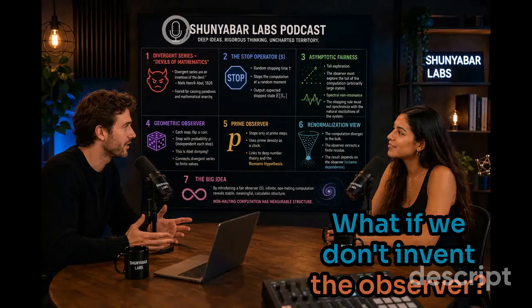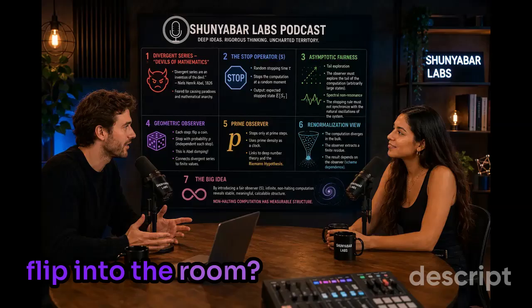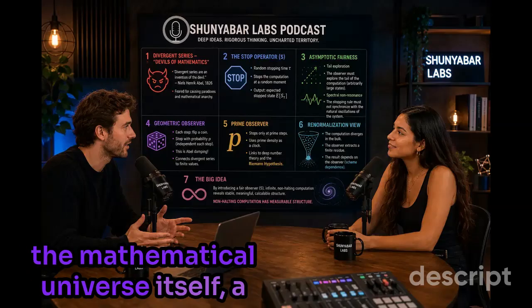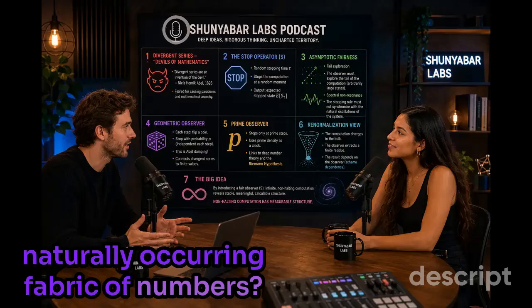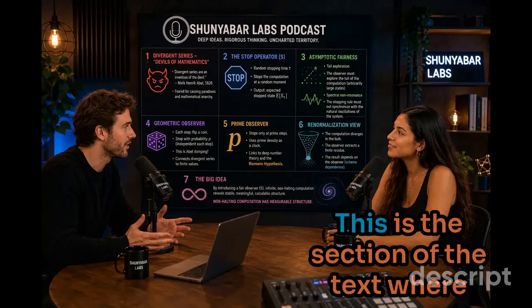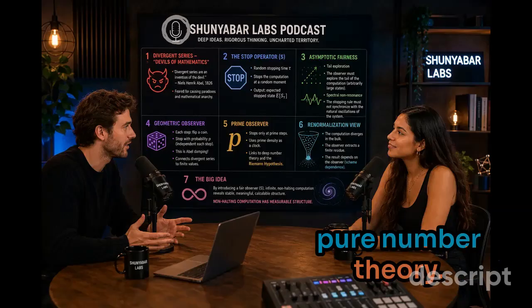What if we don't invent the observer? Exactly. What if we don't bring an artificial coin flip into the room? Is there an observer that is intrinsic to the mathematical universe itself? A clock built out of the fundamental, naturally occurring fabric of numbers. Which brings us to the prime S-Sta-P law. This is the section of the text where computability theory suddenly collides with pure number theory.